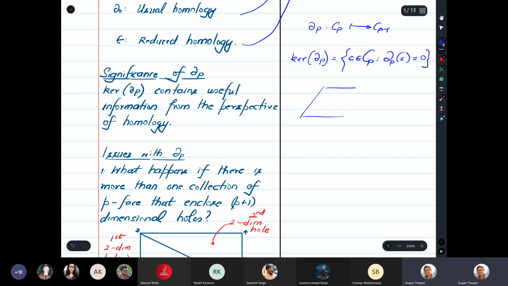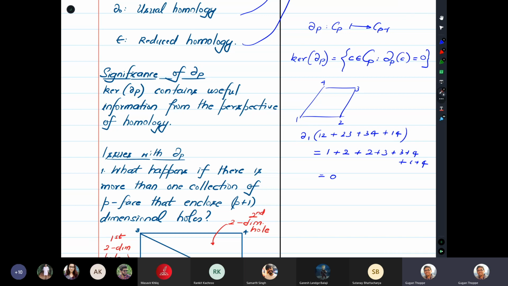In particular, let's say we have such a simplicial complex. If you give 12 plus 23 plus 34 plus 14 as input to ∂1, the output, as you must have guessed, will be 1 plus 2 plus 2 plus 3 plus 3 plus 4 plus 1 plus 4, and this will be 0. So you can see that this boundary operator takes these p chains, which intuitively look like cycles and enclose these hollow regions, to 0. From that perspective, this kernel of ∂p indeed contains useful information from the perspective of homology.